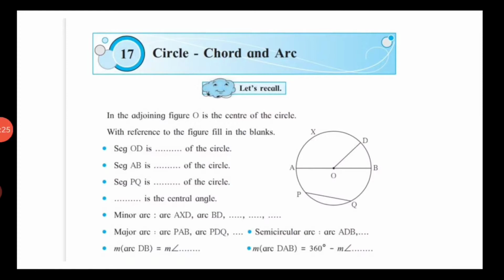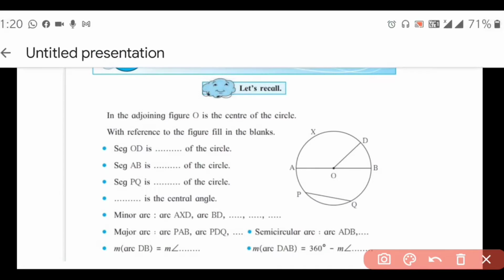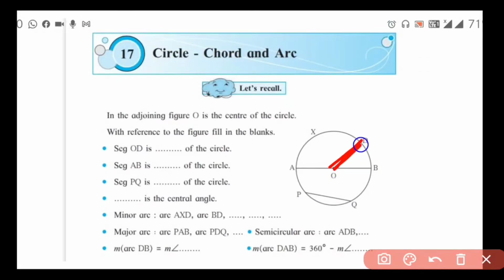Now let us observe seg OD in the figure alongside. Here we can see seg OD is there. So seg OD is the segment which joins the center of the circle with the circle. So distance from the center till circle is known as radius, we all know. So seg OD is the radius of the circle. Same thing we can say about seg OA. These segments join the center of the circle with the circle. So segment joining center with the circle is known as radius.